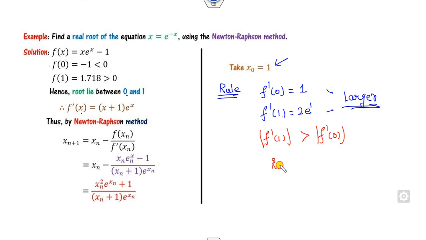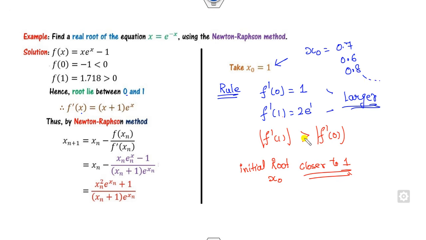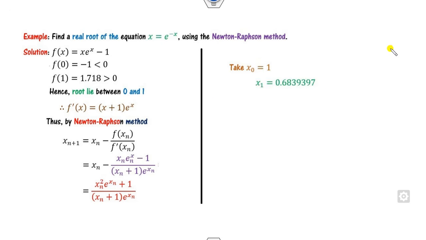So I can choose the initial root, that is my x naught, closer to 1. You may choose x naught as 0.7, you may choose 0.6, you may choose 0.8 and so on. On the other hand, if this is less than that, then we can choose near to this, like 0.2, 0.1 and so on. I can substitute this x naught here, you will get this one.